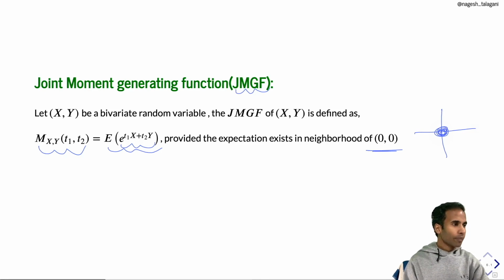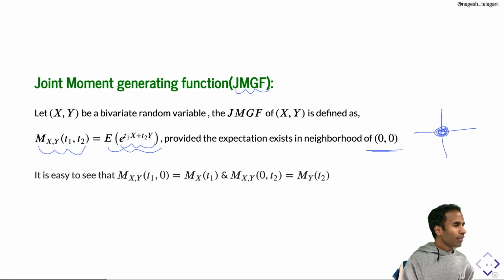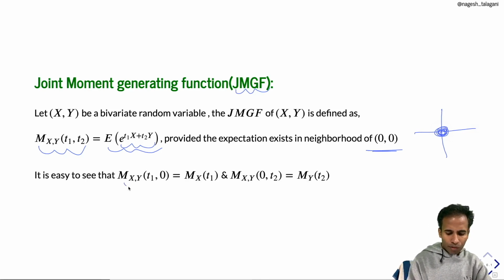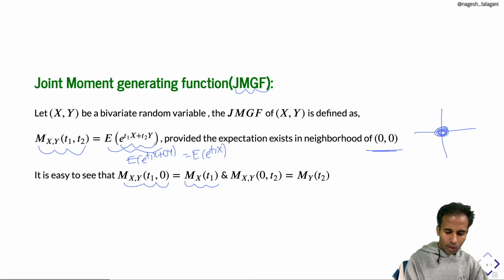Okay, fine. From this, we can easily see that this joint MGF value at (t1, 0) is going to be the MGF of X at t1. Because from the above definition, this joint MGF value at (t1, 0) is going to be the expectation of e^(t1 X + 0·Y), which is nothing but the expectation of e^(t1 X). So this is the MGF of X at t1.